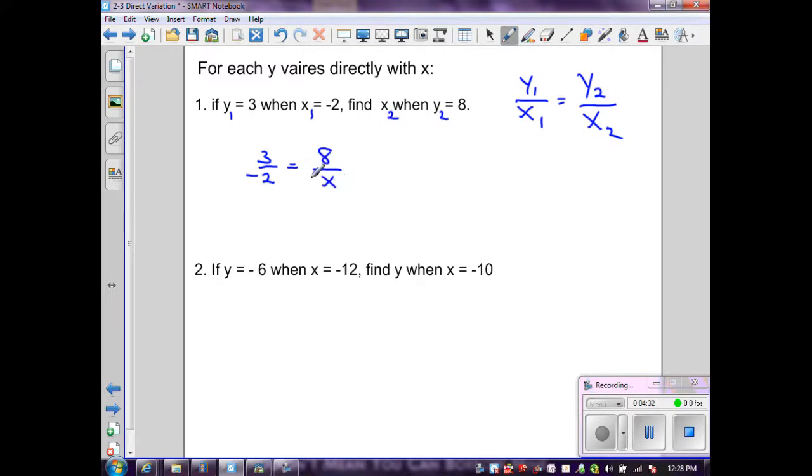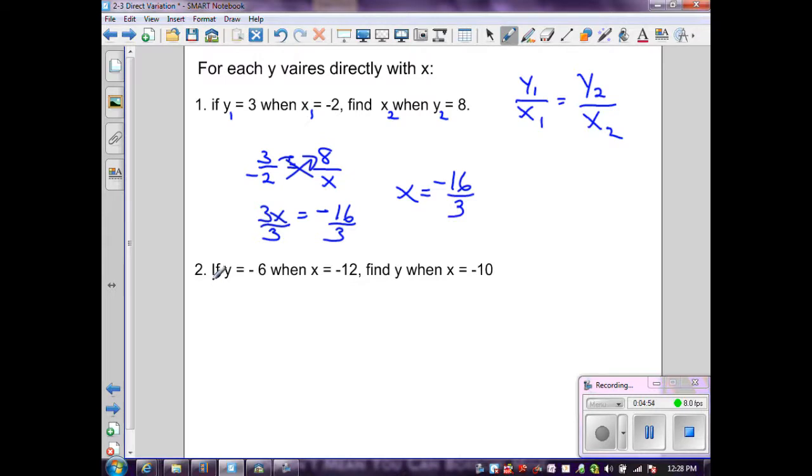Then we'll simplify by cross multiplication. That gives me 3x equal to a negative 16. Solving the problem by dividing by 3 on both sides gives me x equal to a negative 16/3.